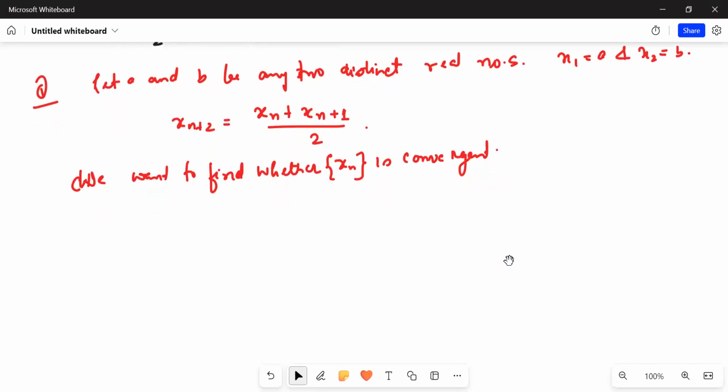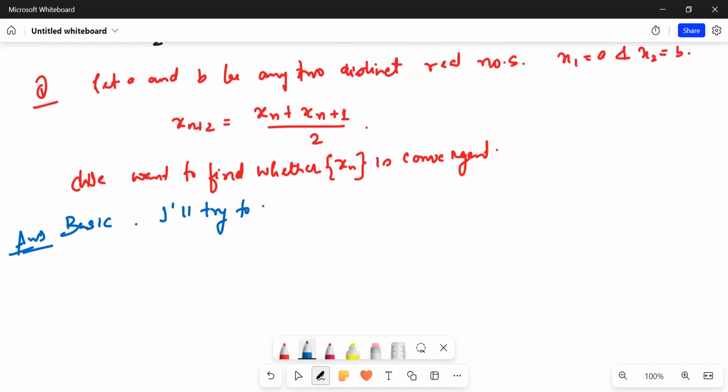One of the ways to do it is using subsequences, and I have not taught you subsequences till now. So I'll take the most basic approach. What if I prove that this sequence is a Cauchy sequence? Kindly see the lectures on Cauchy sequences. I've done quite a good amount of questions there.